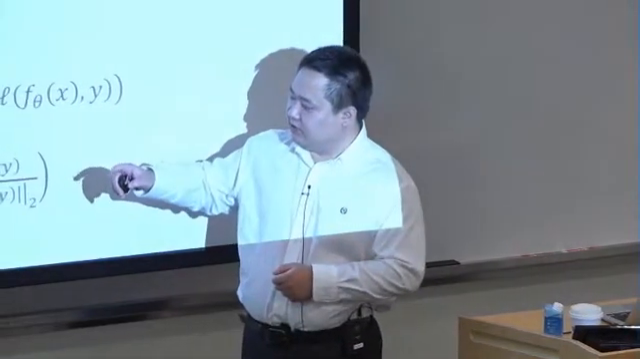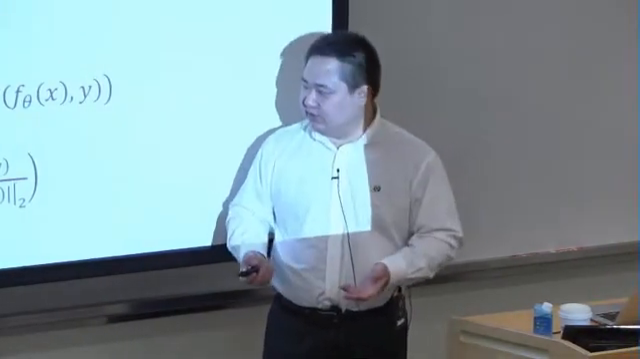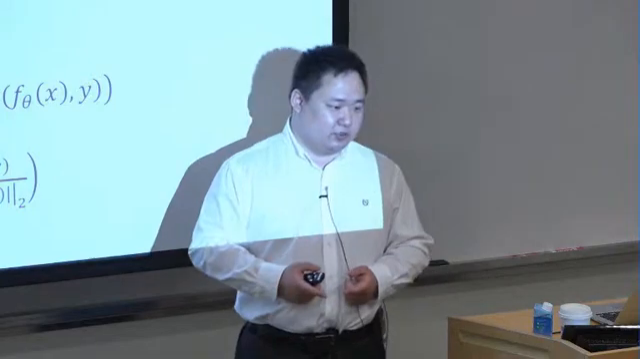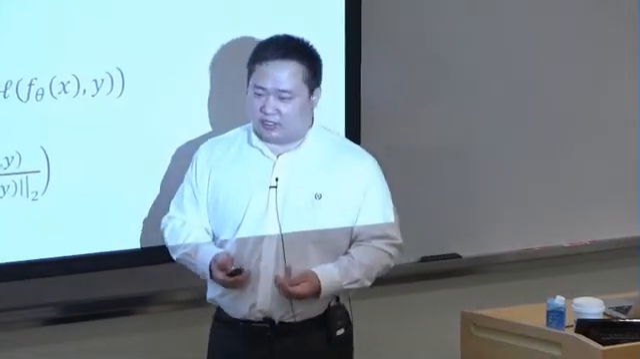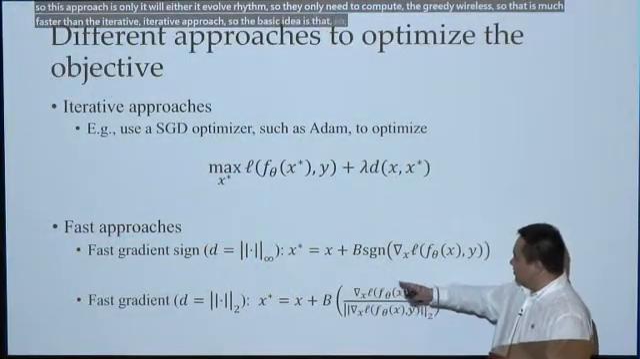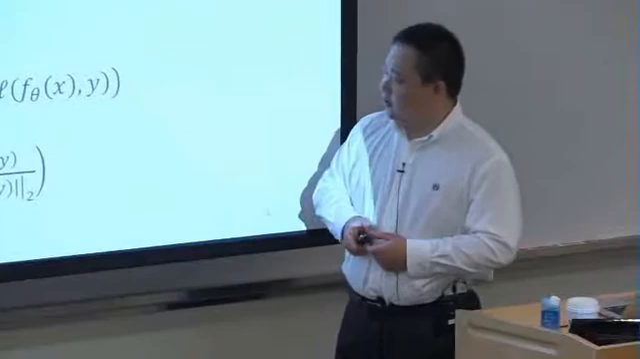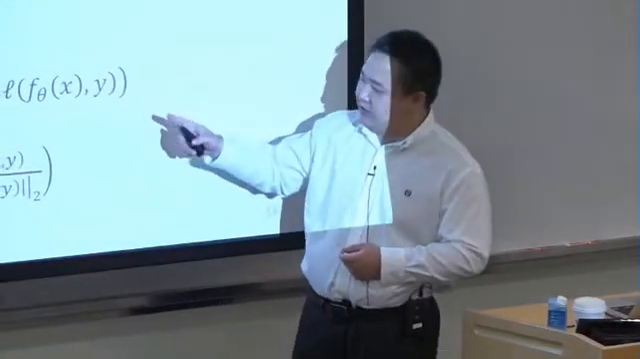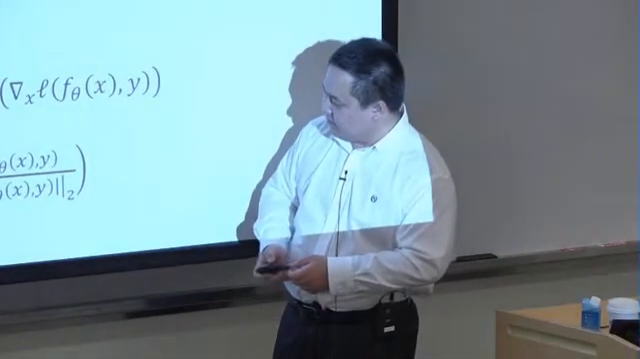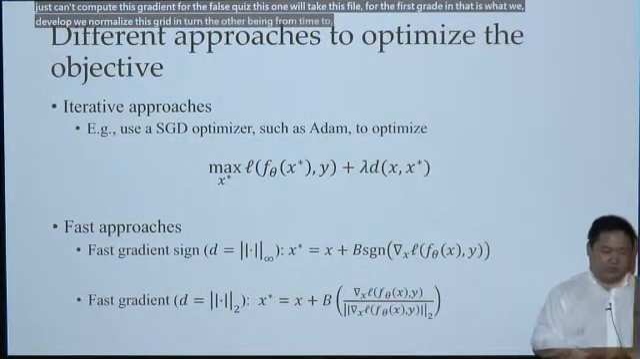Also, recently, researchers are more interested in these so-called fast approaches. The benefit is that these approaches don't need to do iterative algorithm. They only need to compute the gradient once. So that is much faster than the iterative approach. So the basic idea is that we just want to compute the distance between x and x star directly based on the gradient, right? So we just compute this gradient, and then for the fast gradient sign, we take the sign of that. And for the fast gradient, that is what we develop. That is, we normalize this gradient and then add a b in front, and then add to the original distance.